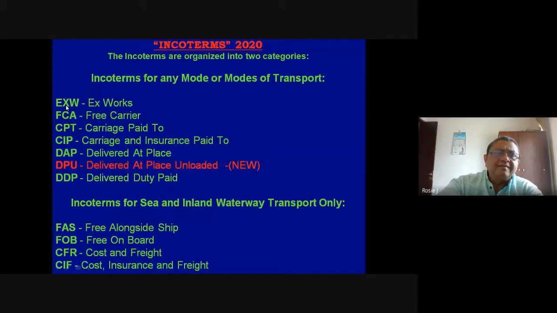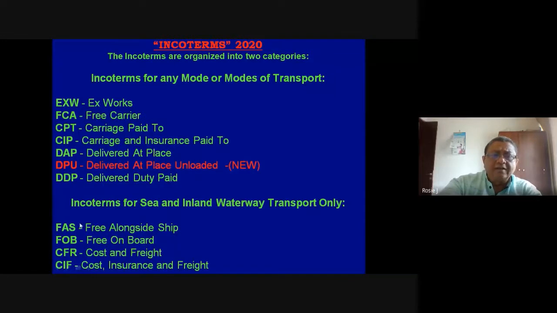EXW means Ex Works. Free Carrier. Carriage Paid To. Carriage is the cost, like bus fare, of carrying the goods from one place to another. That is what is called carriage. Carriage Paid To, CPT, a term like carriage. Then Carriage and Insurance Paid To, where carriage means the freight and the insurance paid to. Delivered at Place. Delivered at Place Unloaded, a new term. And Delivered Duty Paid.